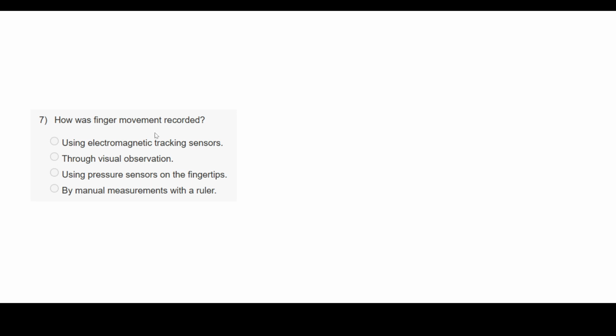How was the finger movement recorded in the second study? Using electromagnetic tracking sensors, visual observation, pressure sensors on fingertips, or manual measurements with a ruler. The answer is using electromagnetic tracking sensors.